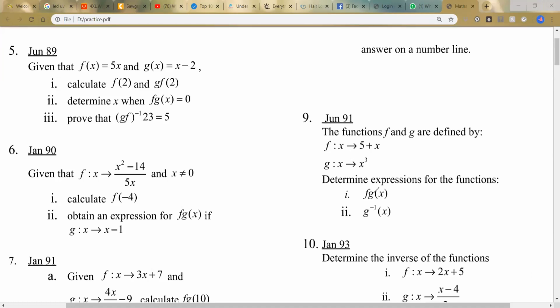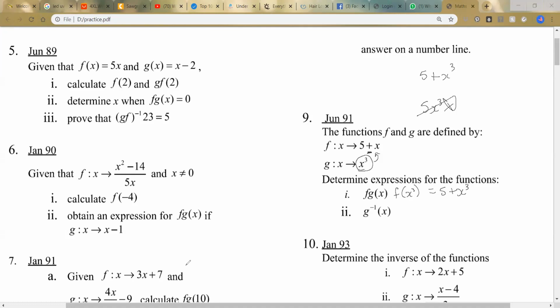So the first part is saying f of g of x. It means that we're going to put g into that function. So it now becomes f of x cubed. That will become 5 plus x to the power of 3. I saw some people giving me 5x cubed. It's not going to be this because there's a plus sign here. So the answer is 5 plus x cubed.